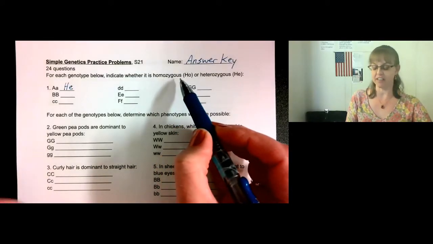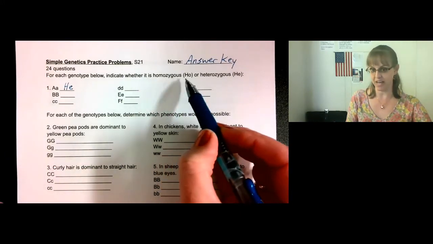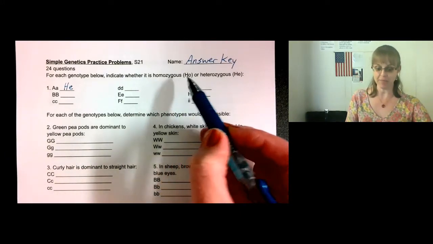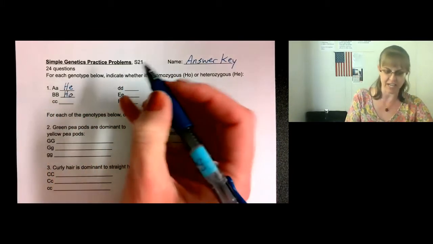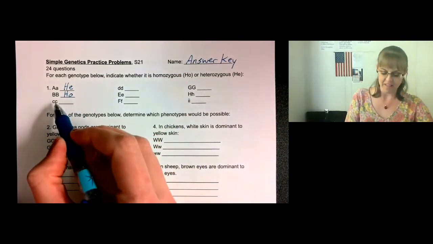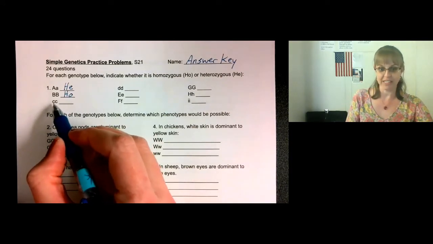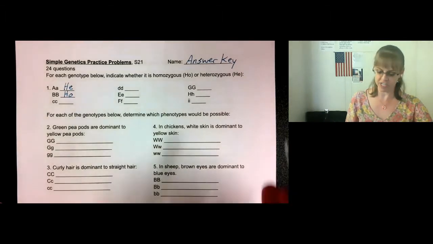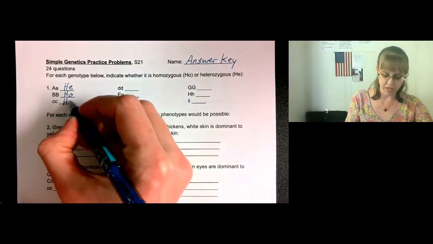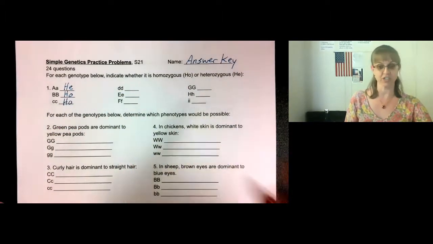Homosexual couples date the same sex. A homozygous genotype has the same gene, so this is homozygous. Then, two lowercase letters means that it's the same allele of the gene, therefore this is also homozygous. You finish the rest of these.